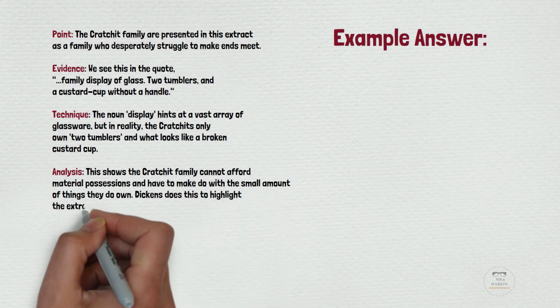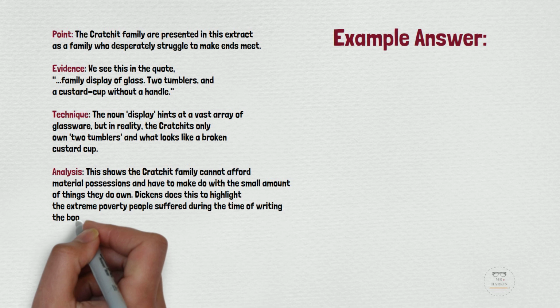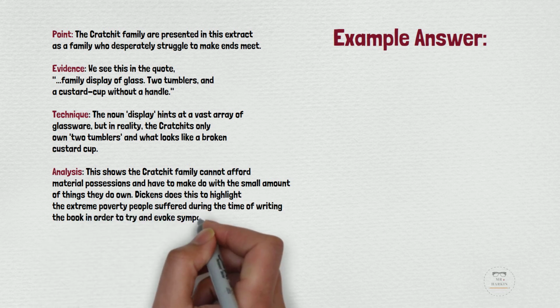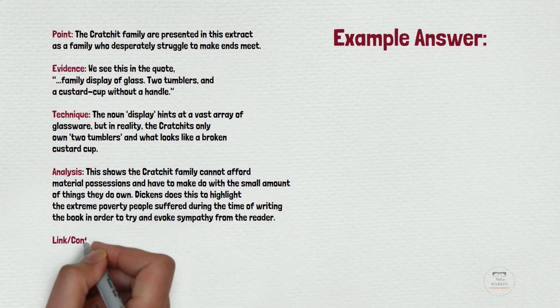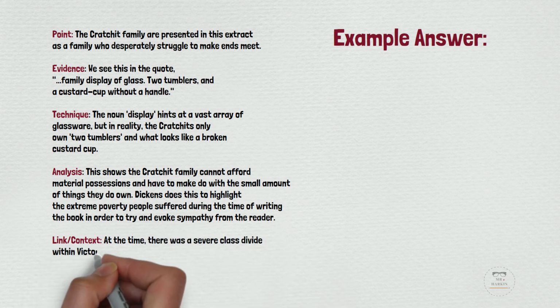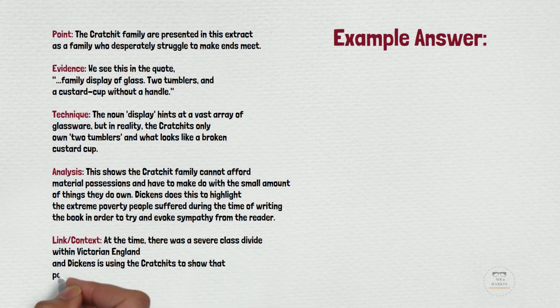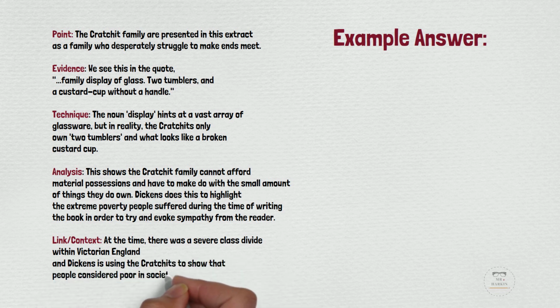Dickens does this to highlight the extreme poverty people suffered during the time of writing the book in order to try and evoke sympathy from the reader. At the time, there was a severe class divide within Victorian England, and Dickens is using the Cratchits to show that people considered poor in society were just normal families rather than lazy, work-shy people.